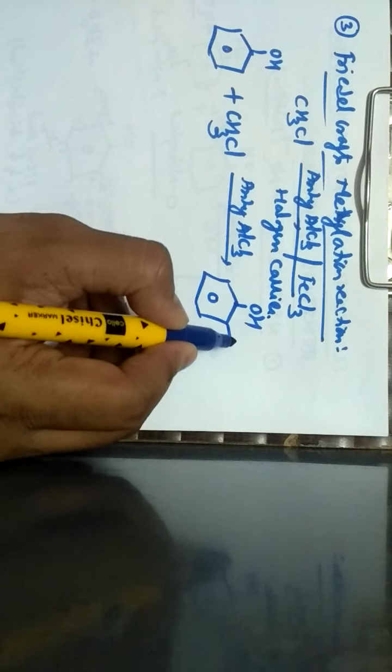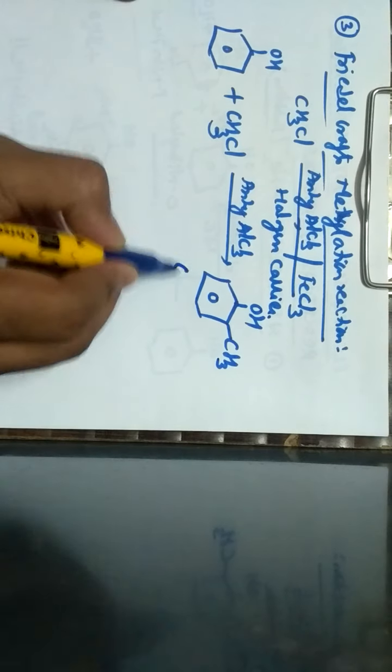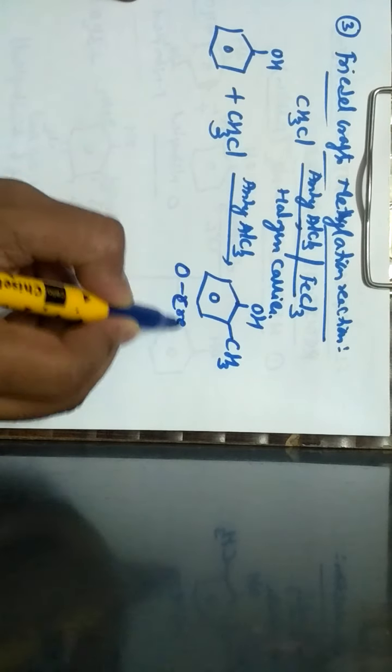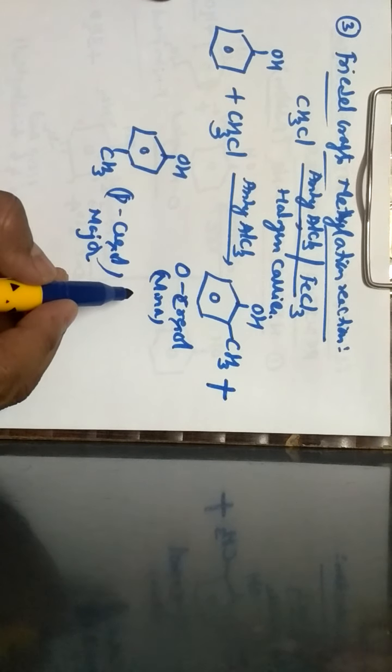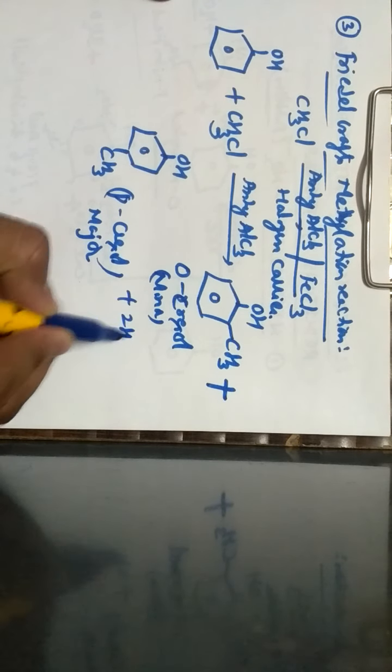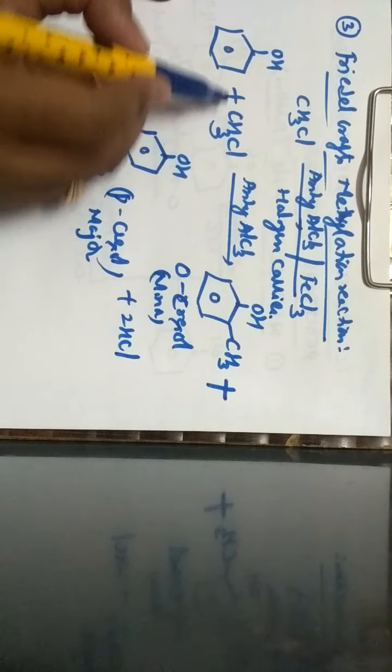Phenol is substituted at the ortho position by a methyl group. This is called orthocresol, or you can also call it 2-methyl phenol, which is always a minor product. Along with this, we get one more product where the methyl group is substituted at the para position, called paracresol, and this paracresol will be the major product, along with the formation of 2HCl, which is regarded as a byproduct.